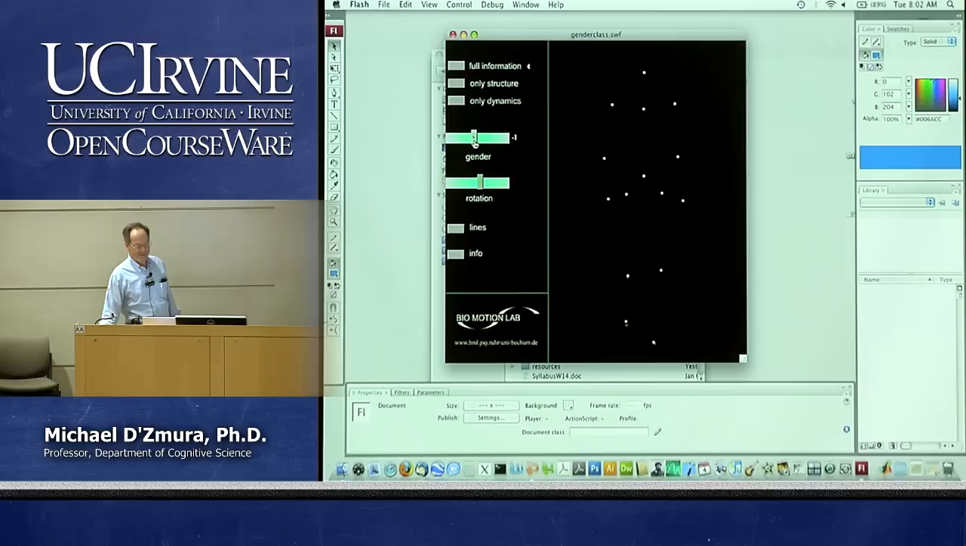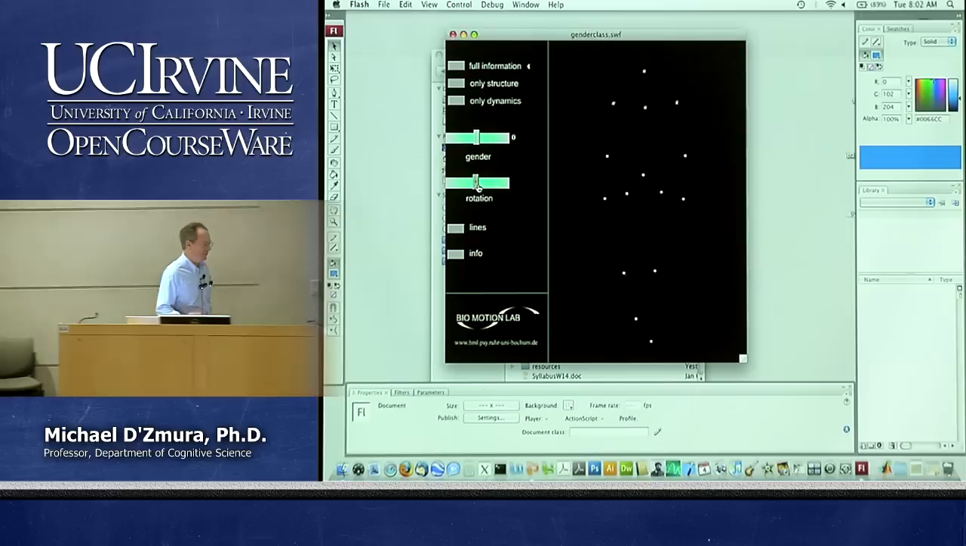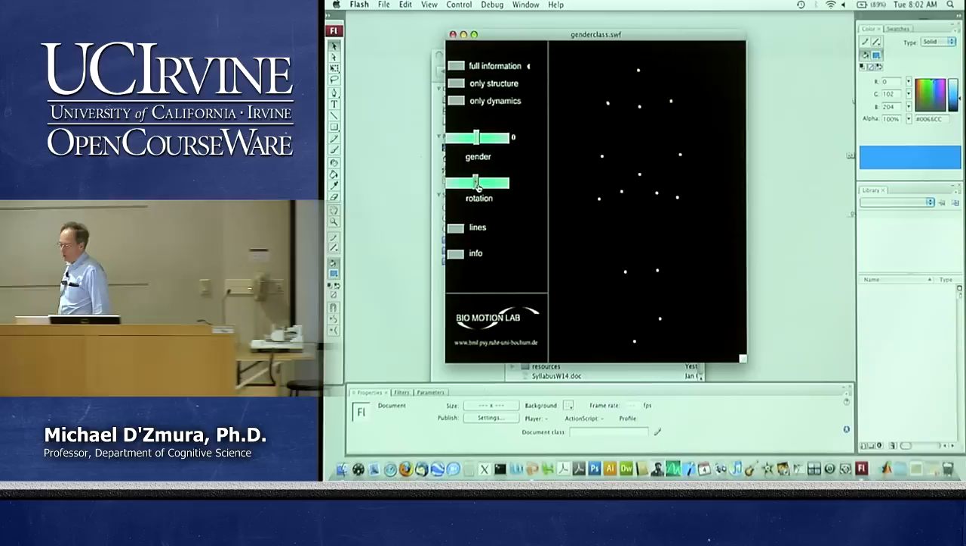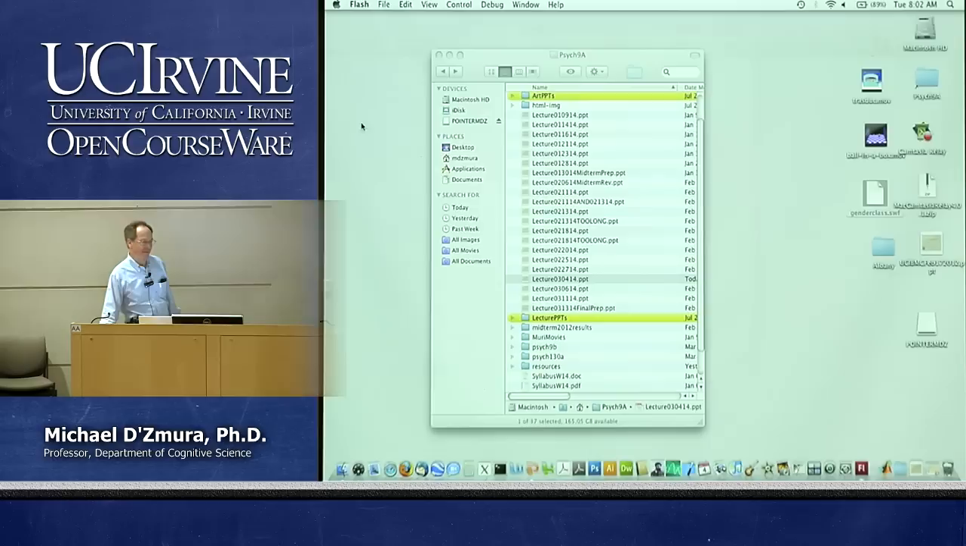And this is a Shockwave Flash. So if you're able to play this yourself, do try this one. It's a lot of fun. The whole point is we have a lot of very specialized motion processing neurons in our visual systems that help us make sense of motion.